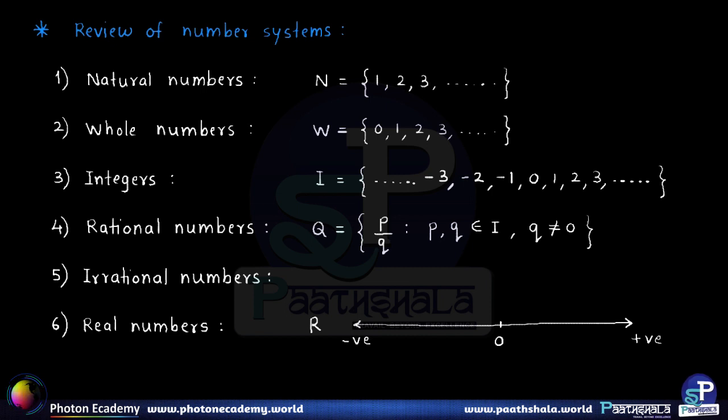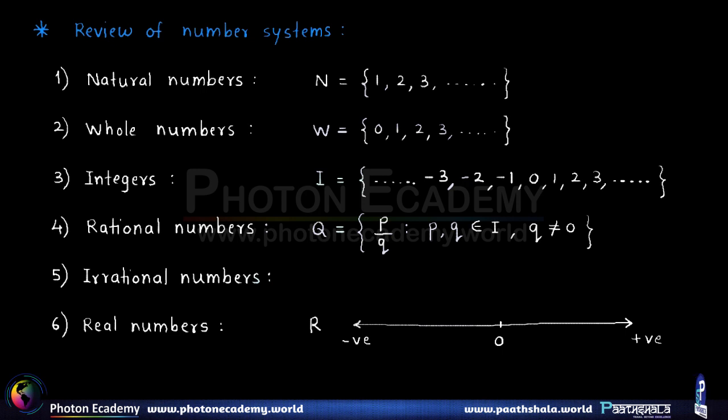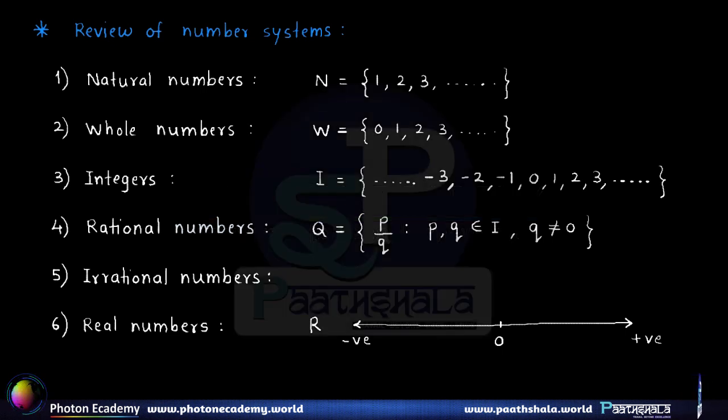Then the whole numbers denoted by capital W. They are nothing but the set of natural numbers plus the additional element 0. Alright, so that makes it the whole numbers. Now integers are as denoted here. They are unending in both directions, that is plus and minus, and some of the sample elements in between are -3, -2, -1, 0, 1, 2, 3 and so on.